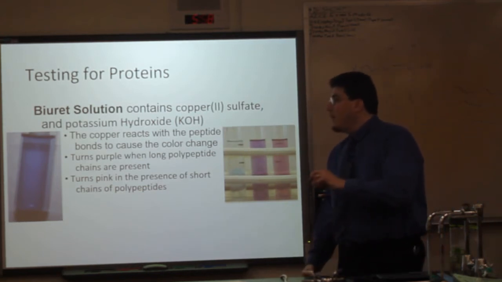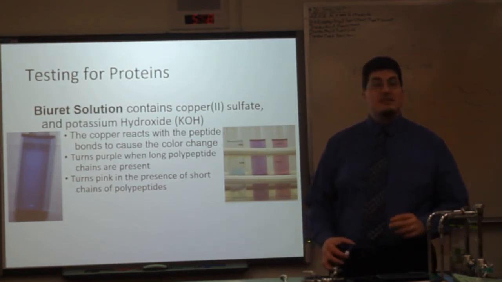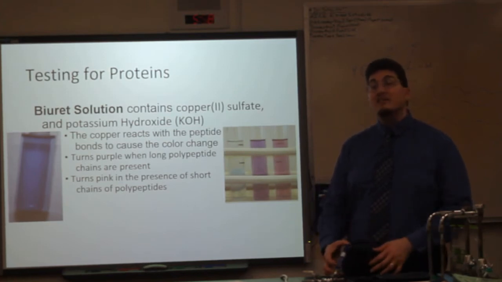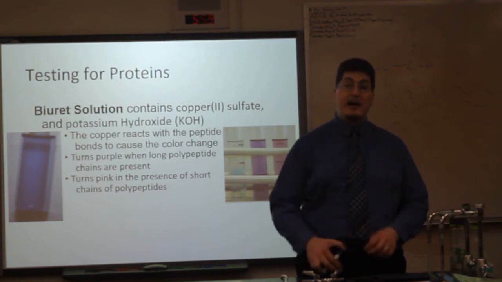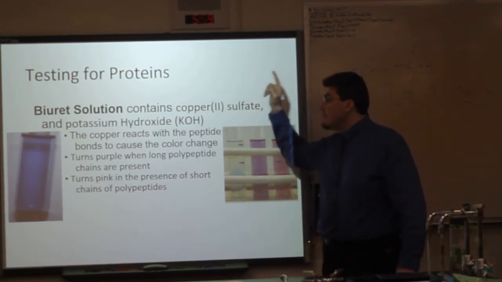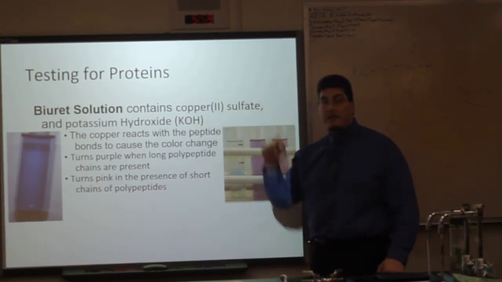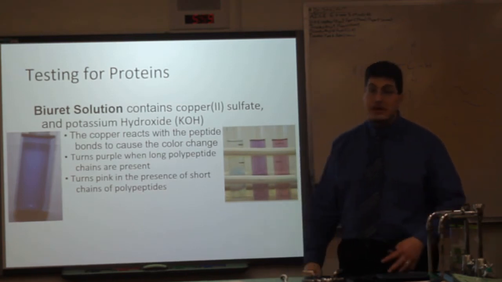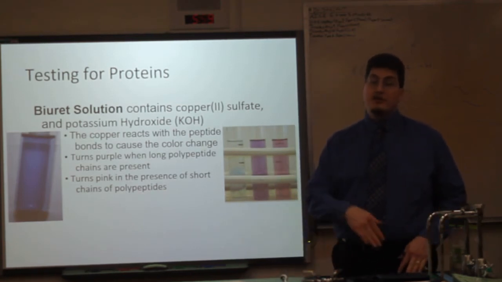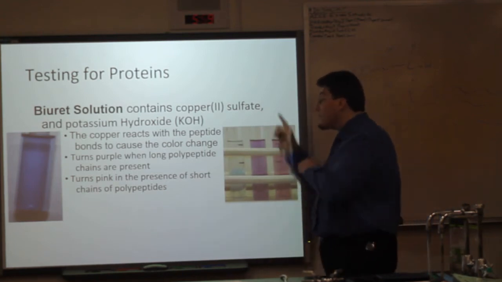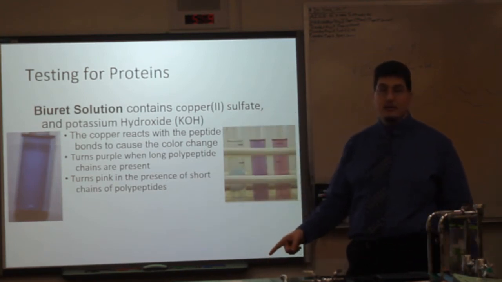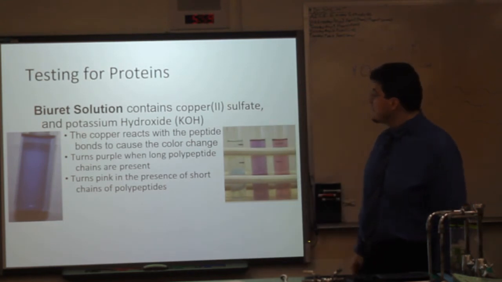So, it's not going to react in the presence of amino acids because amino acids do not have peptide bonds. You require a peptide bond for the interaction between copper 2 sulfate and the peptide bond. If it's just amino acids, no bonds, no color change. So the more bonds you have, the deeper the color change you will get.